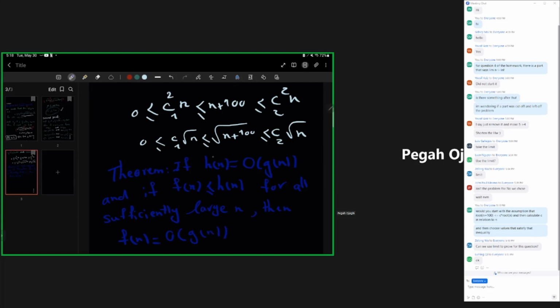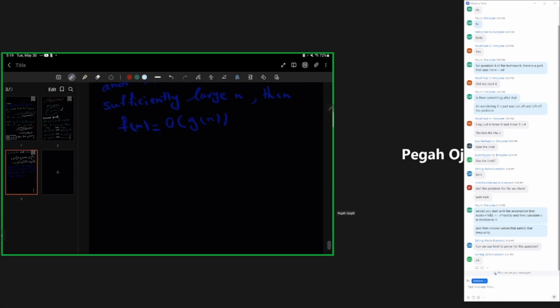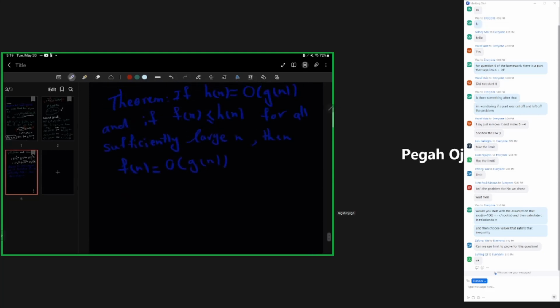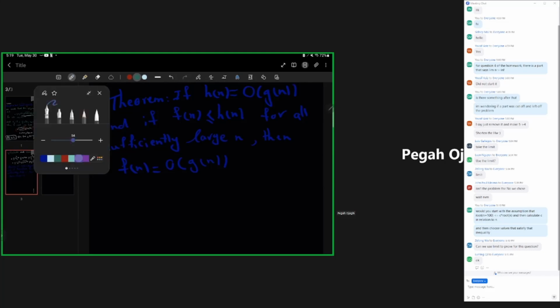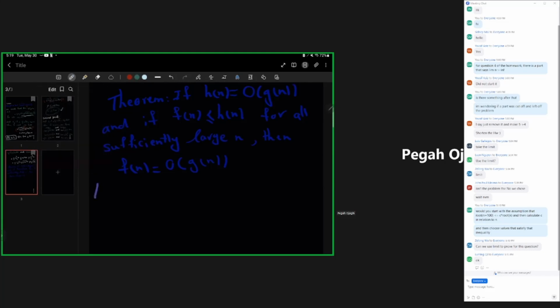So it means that I know h of n is a function big O of g of n. And then I know another function is less than or equal to h of n for large n. And then I can show f of n is big O of g of n too. This is helpful, actually. Some of the problems you can solve with this one. But does anybody know how to prove it? How it works? Why it's working? Tell me how it works.